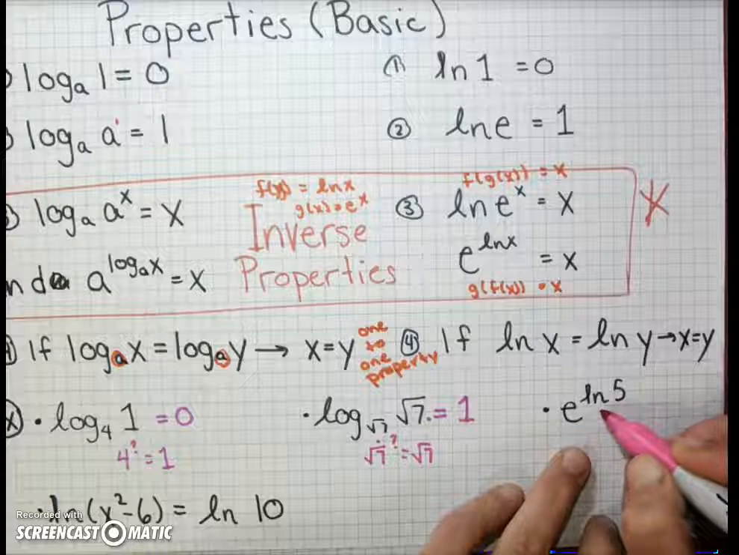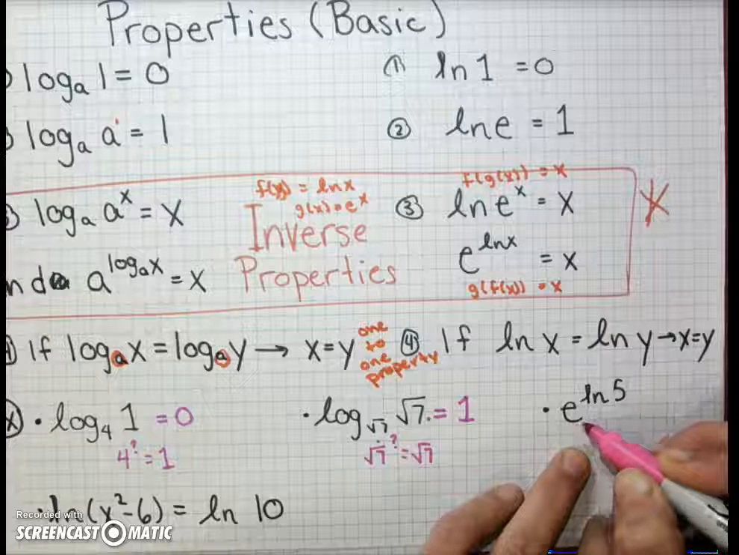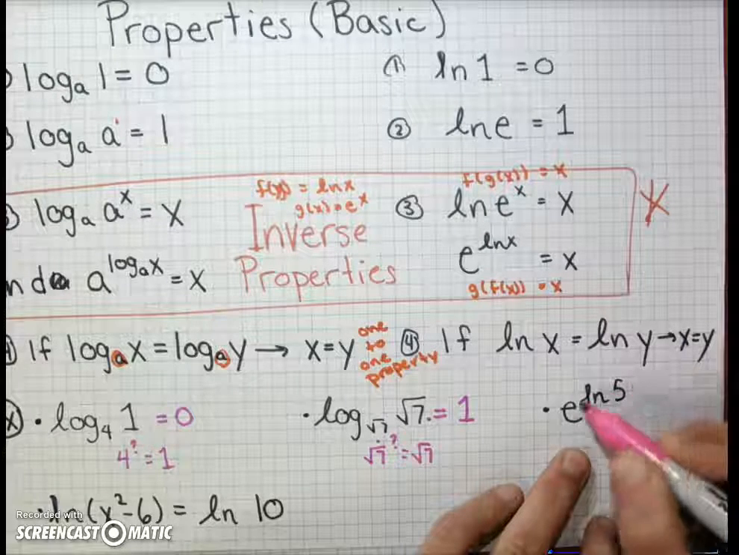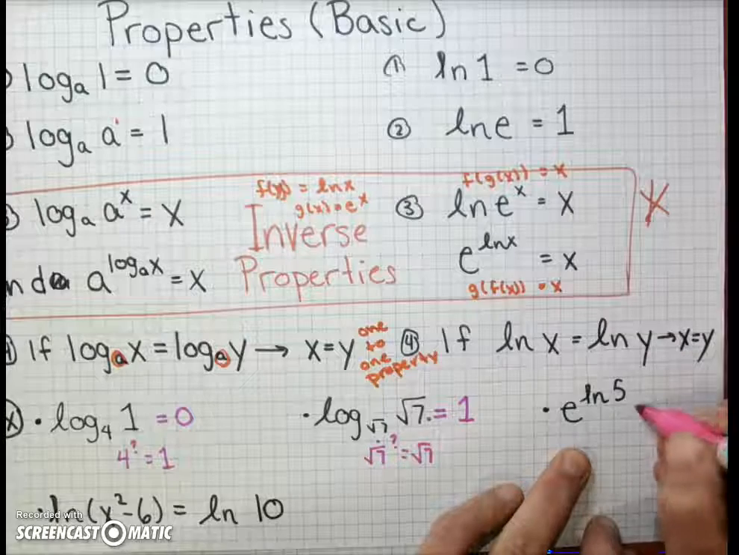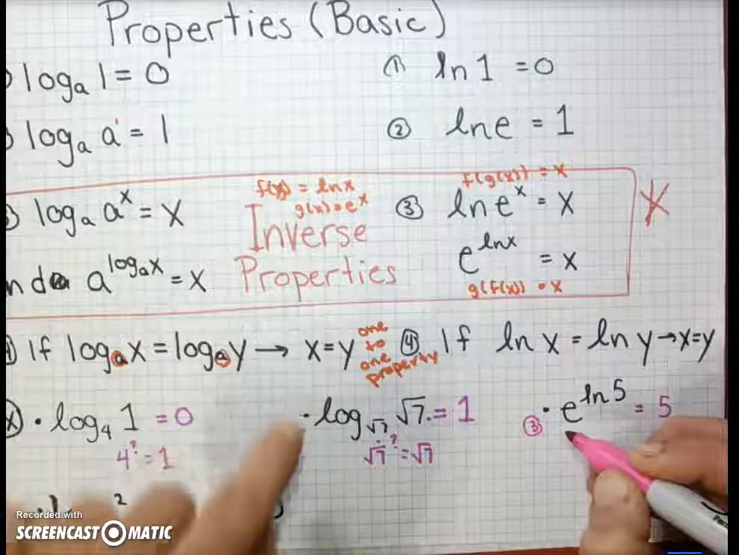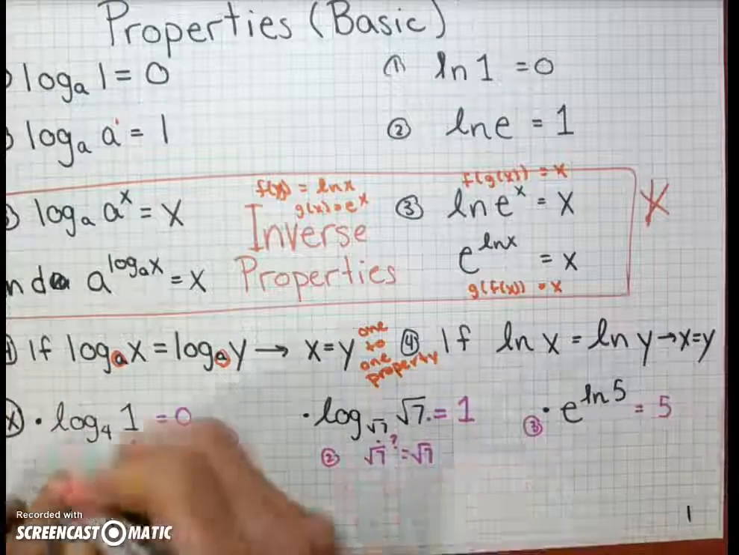E to the ln of 5 is our next example, but e and ln are inverse functions. So when I compose them, as I'm doing here, I should just get 5. So here I'm using property 3. Here I was using property 2. Here I was using property 1.